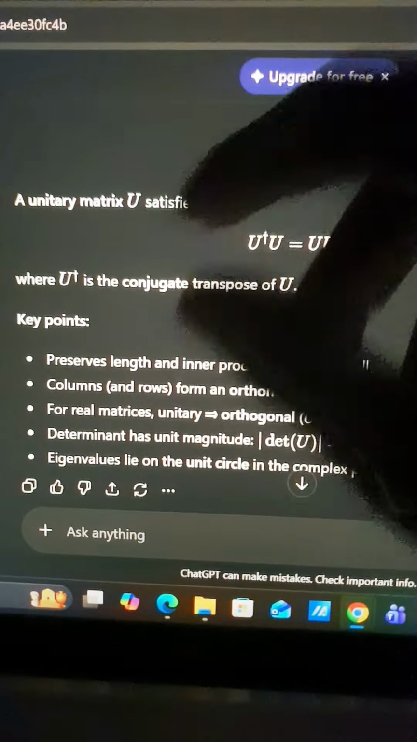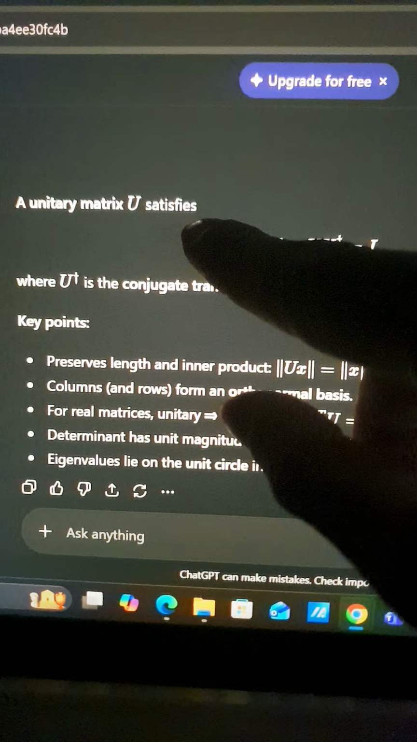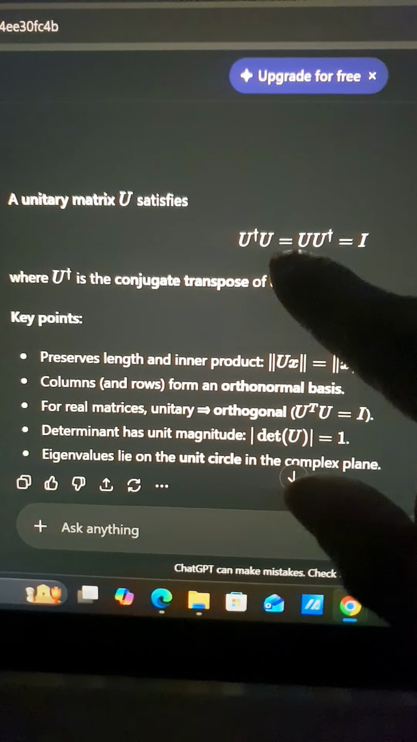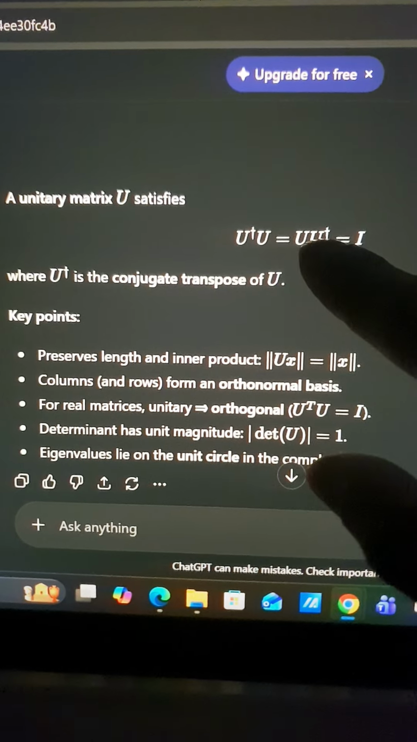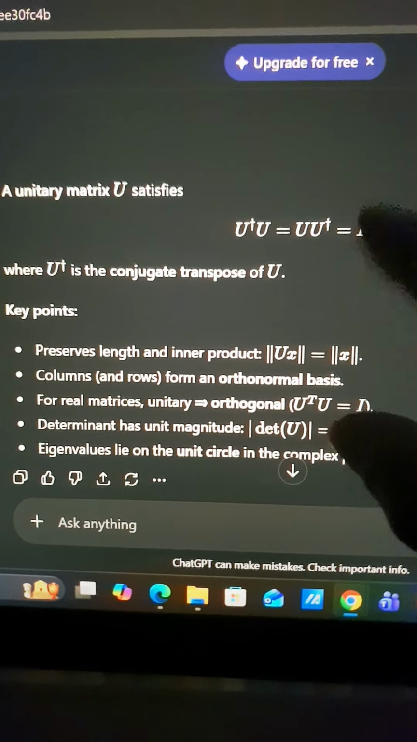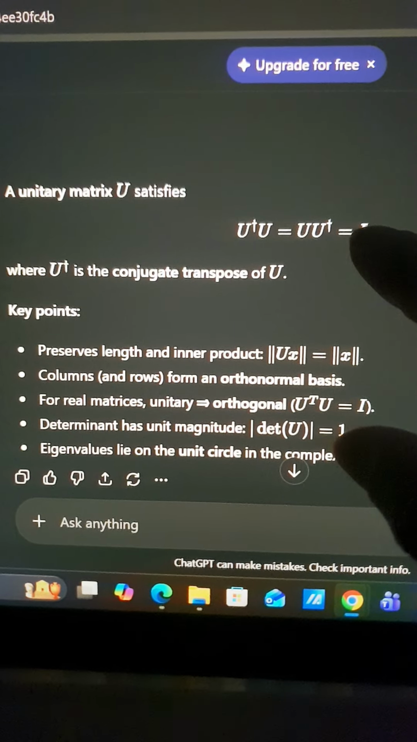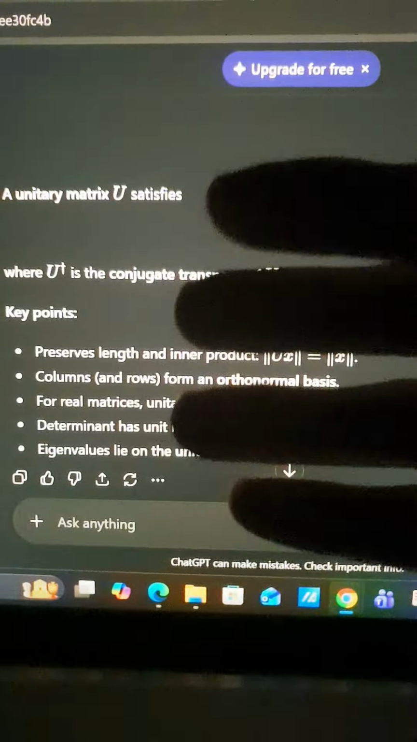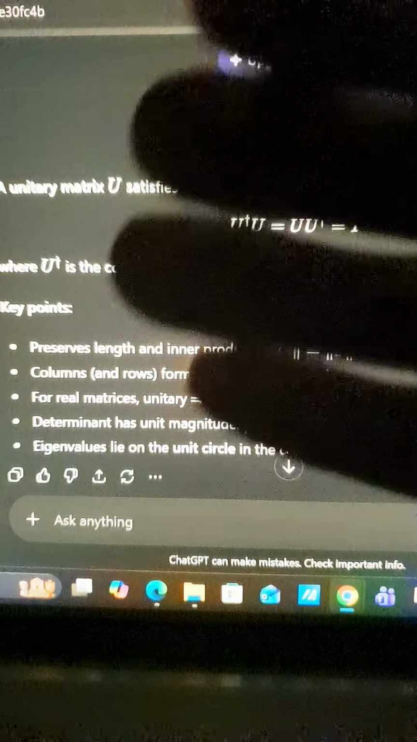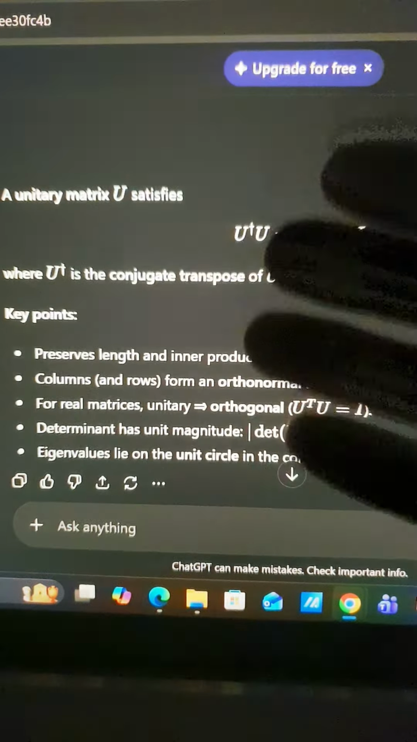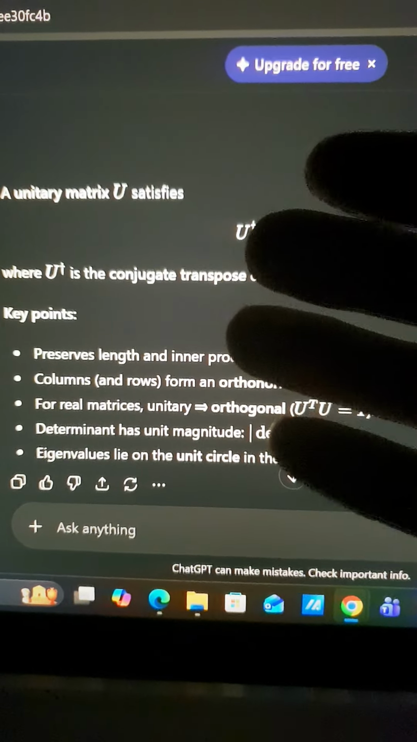So let's start from the beginning. The definition of a unitary matrix is that you take U conjugate transpose times U equals U times U conjugate transpose, which equals I, the identity matrix. Now again, unitary and orthogonal matrices are very unique in that they preserve the lengths and the angles between vectors. Therefore, they preserve the inner product and preserve the norm.